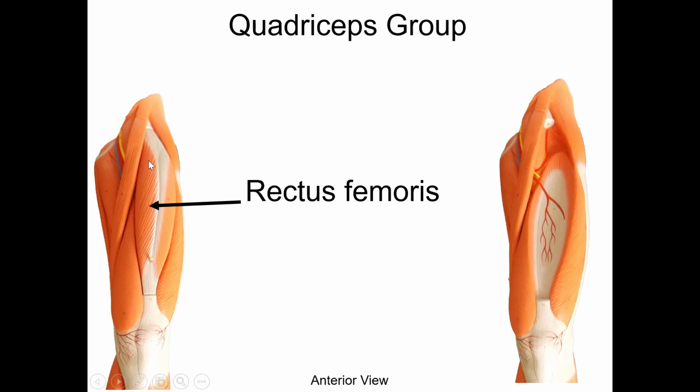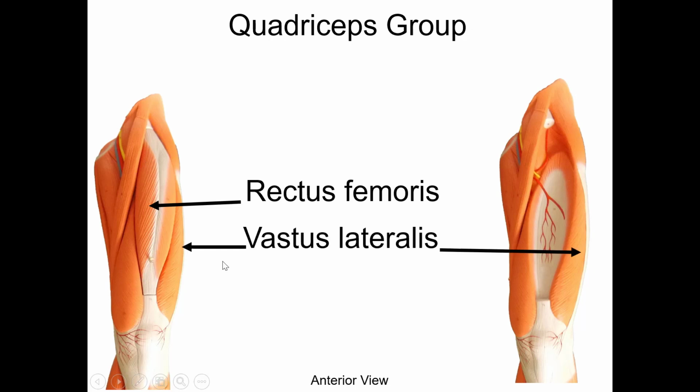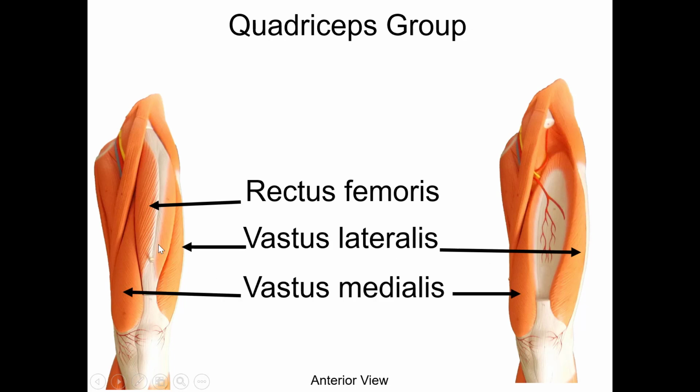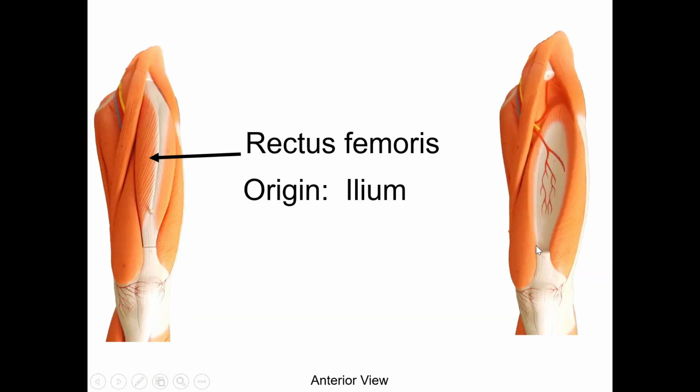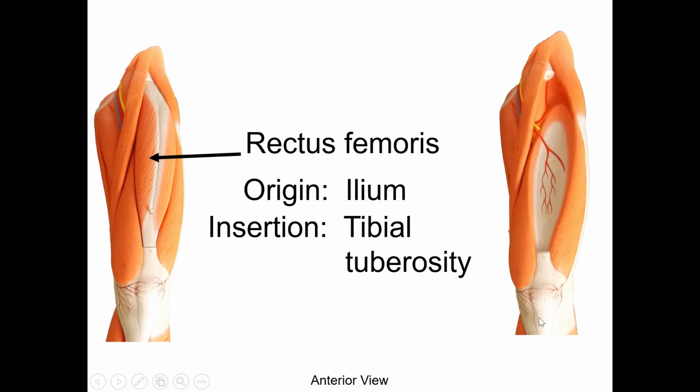The rectus femoris gets its name because it's over the femur and it has fibers that run straight up and down. Then the other muscles are very large muscles, and so they are the vastus muscles. The one on the lateral side is the vastus lateralis. The medial one is the vastus medialis, and if we remove the rectus femoris, you can see the middle one, the vastus intermedius.